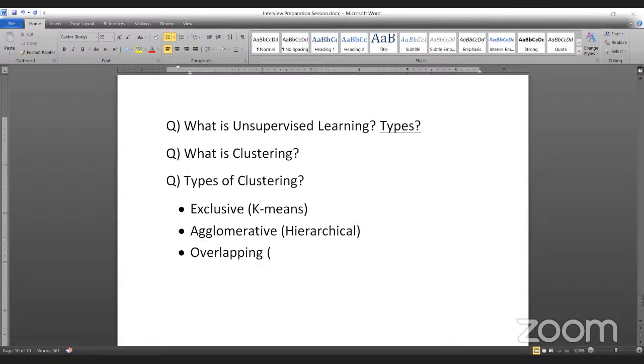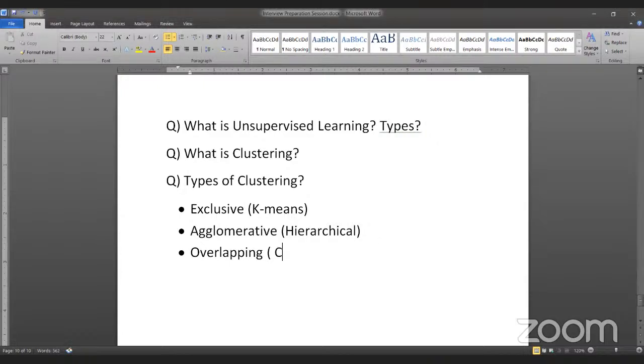Apart from this, the example here is fuzzy C means. This is also a clustering algorithm.